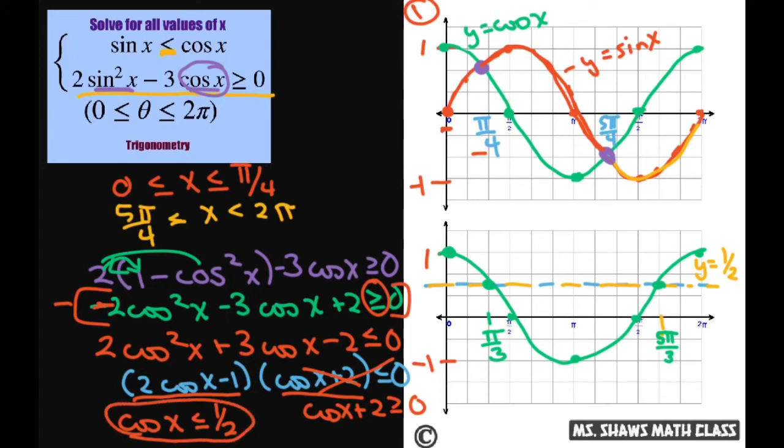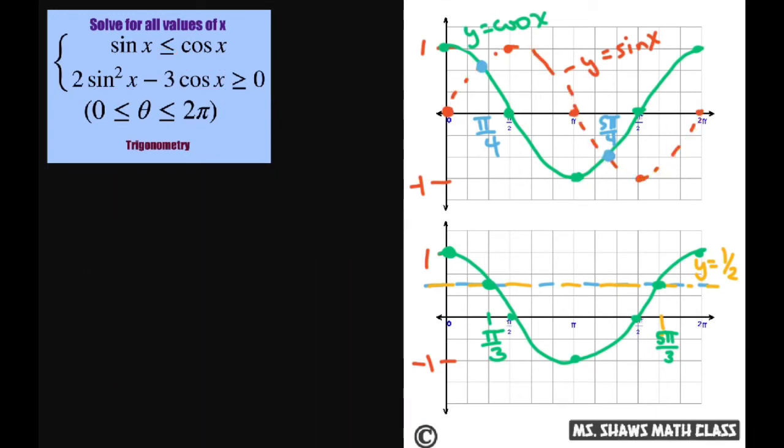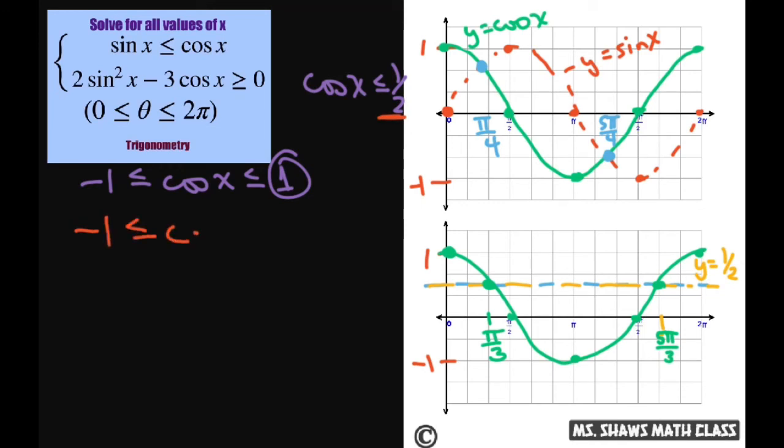All right. Let's look at this some more. Since we have negative 1 is less than or equal to cosine of x is less than or equal to 1, and we also have cosine of x has to be less than or equal to 1/2, then I'm going to change this to 1/2 because it has to be less than or equal to 1/2. So basically that's going to be negative 1 is less than or equal to cosine of x, which is less than or equal to 1/2.